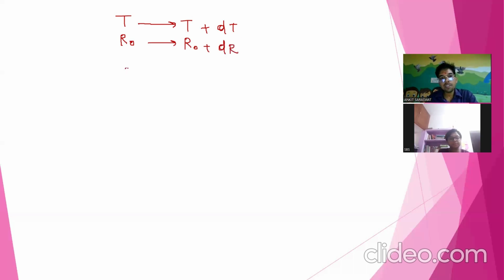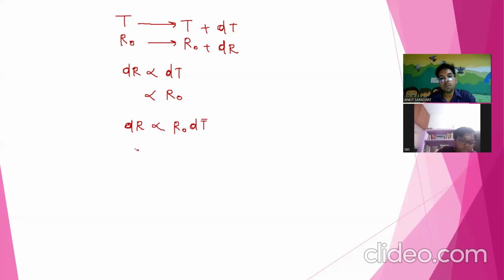This change in resistance dR is directly proportional to dT. dT means what? dT means change in temperature. And it is directly proportional to the initial value of resistance. The more the initial value, the more the change in resistance. The lesser the initial value, the lesser the change in resistance. What is dR? dR is the change in resistance. If I combine all the factors, then I will get dR is directly proportional to R naught dT.